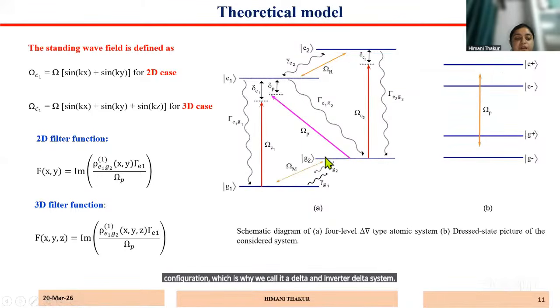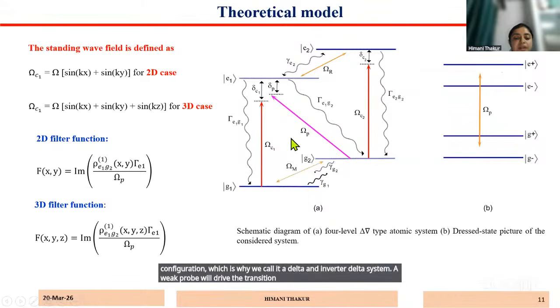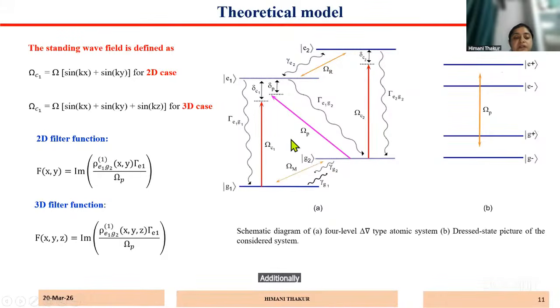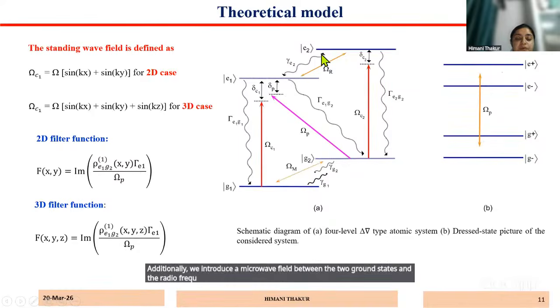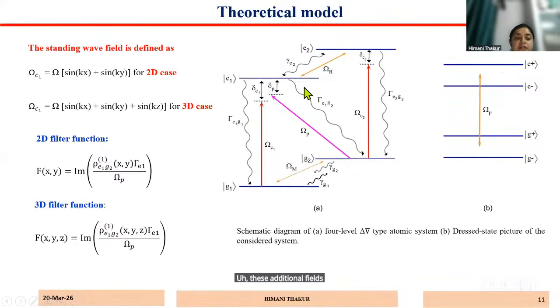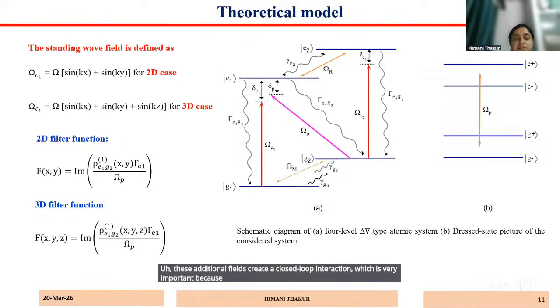A weak probe field drives the transition between G2 and E1. Additionally, we introduce a microwave field between the two ground states and the radio frequency field between the two excited states. These additional fields create a closed loop interaction, which is very important because it introduces phase dependent quantum interference.